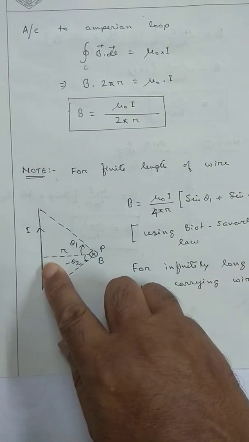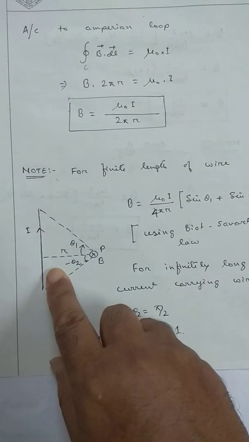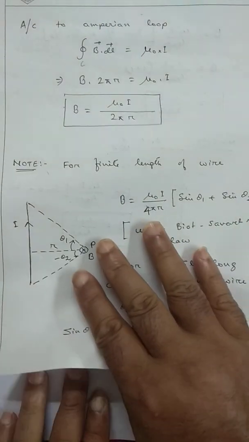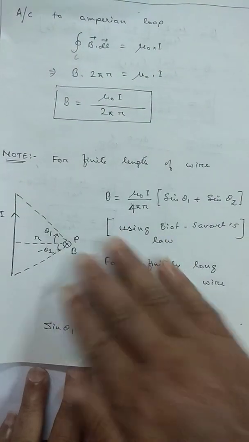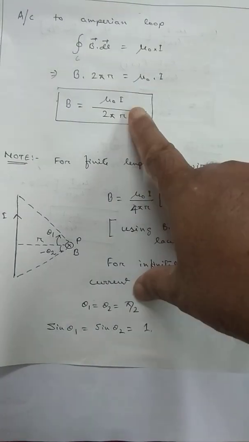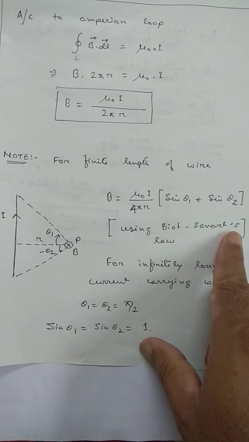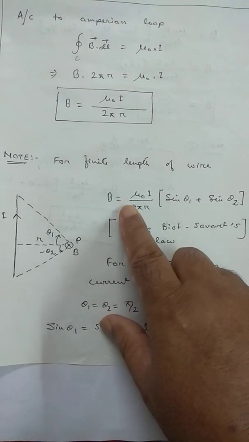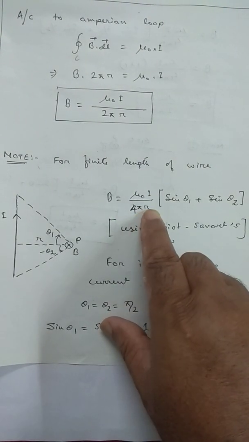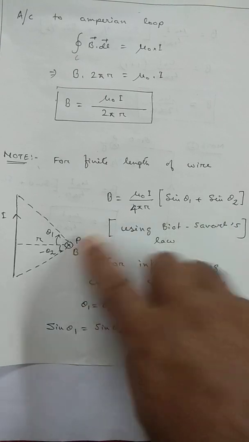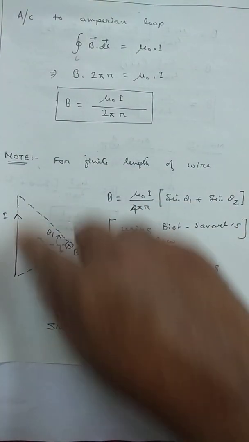For a finite length of the wire, what happens? In order to find out magnetic field induction for a finite length of the wire, we cannot use the Ampere circuital law. We have to go for the Biot-Savart law. And using the Biot-Savart law, we get mu 0 I by 4 pi r (sin theta 1 plus sin theta 2). Okay?